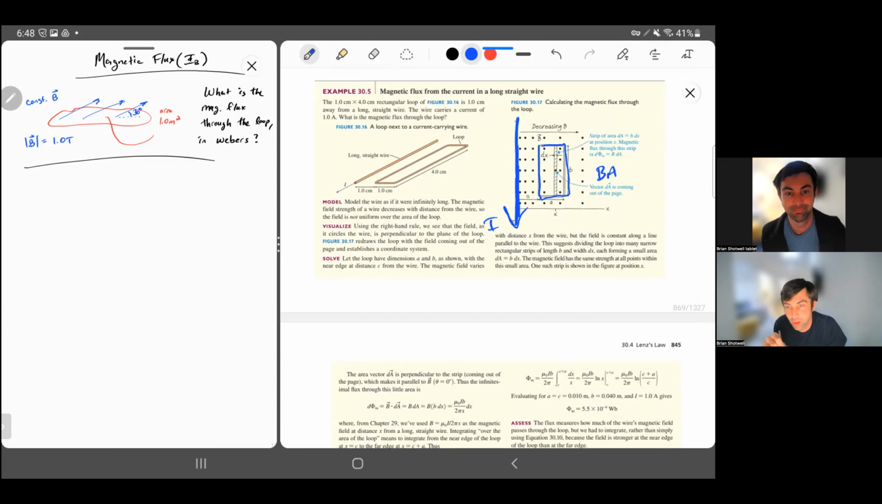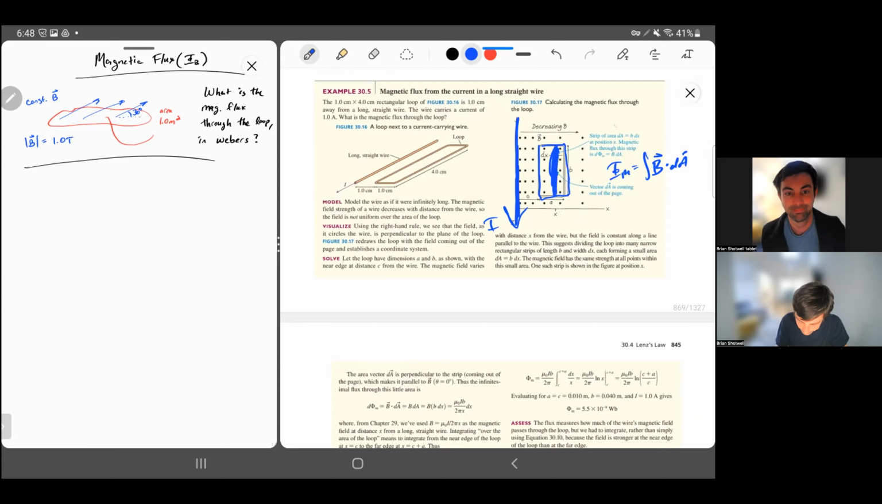So here you actually have to split up your rectangle into a bunch of strips, where each strip has the same amount of the magnetic field. So the flux here would be an integral of B dot dA. And the magnetic field is constant along each one of these strips. So we probably would just want to parameterize this in terms of x. So this is what they did here.